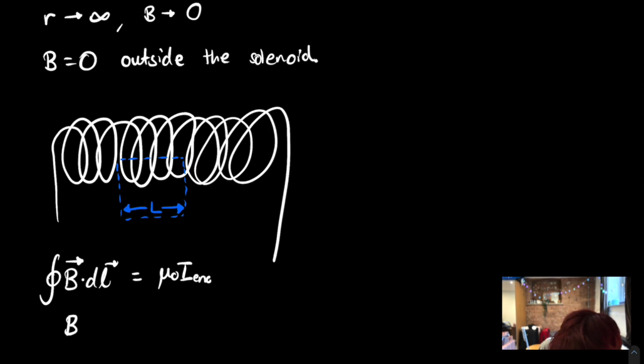And so what's this going to be? Well, that's just going to be B times L right here. So that's going to be plus BL because, of course, this is our Z direction and we're integrating along dl, which is equal to dz in this case. And that is equal to mu naught times the enclosed current right there. But what is this enclosed current?